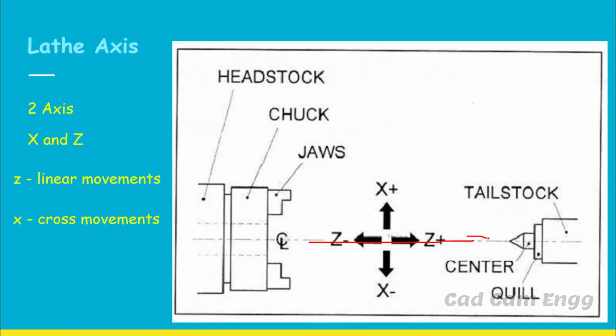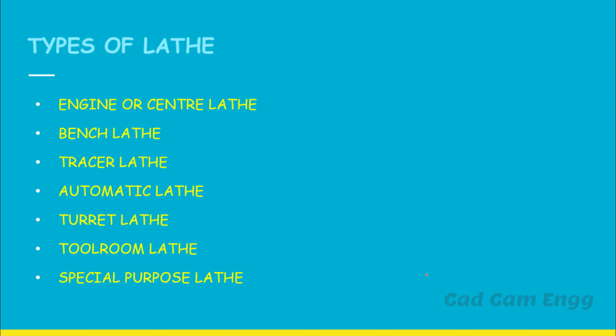So this is the Z axis, Z plus and Z minus. Same like that, this is X plus and this is X minus. Especially in mechanical machines, in most mechanical machines, the Z axis is the metal removing axis. You can check in the lathe machine or drilling machine, including the CNC machine also, the Z axis is a metal removing axis.